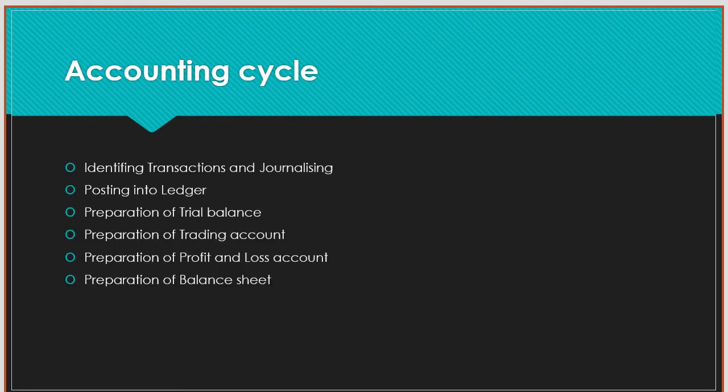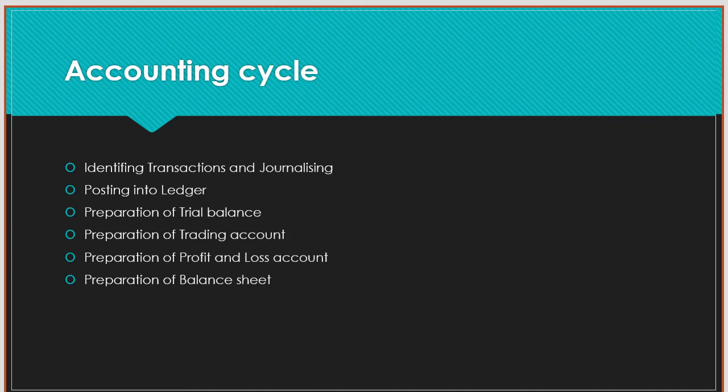Accounting cycle. First one is identifying transactions and journalizing. The first step in the accounting process is identifying the financial transaction. So all the monetary transactions are recorded in the books of original entry, that is called journal. So recording the transaction is called journalizing. Entries are made on the basis of the source documents in chronological order.